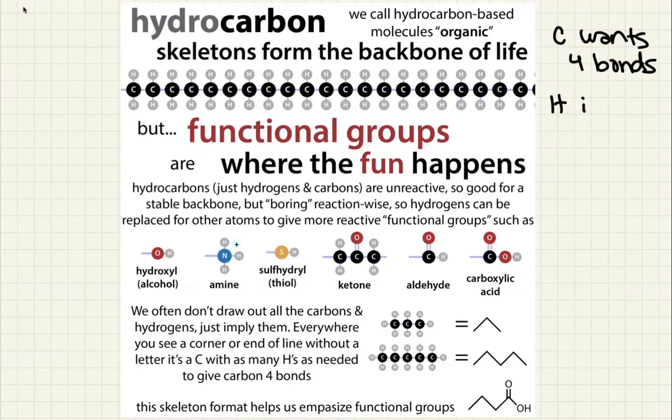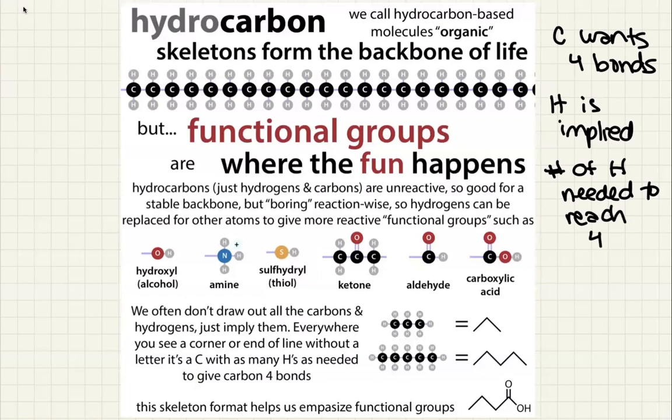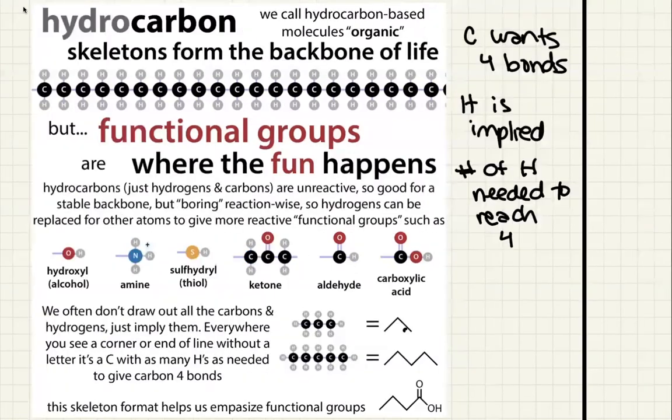So H is implied, where the number of H needed is to reach 4. We'll take a look at what I mean by this, but basically there are H's implied everywhere in order to make it so that carbon has 4 bonds. If carbon has 2 bonds in the structure, like it does here, you would need 2 H's there. And if it has just a single bond, like this carbon on the end, then it would have 3 hydrogens. And this is going to allow us to focus on those functional groups.